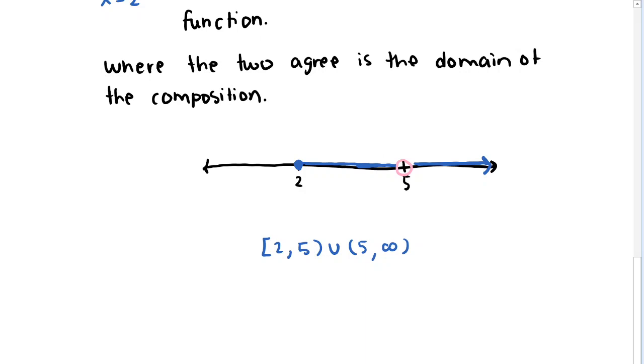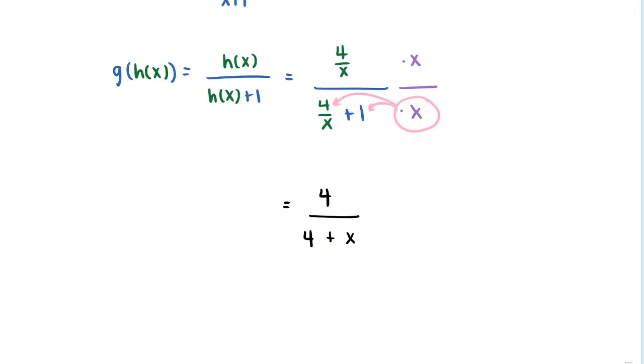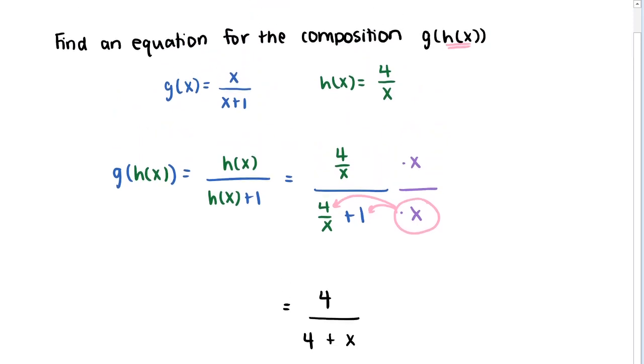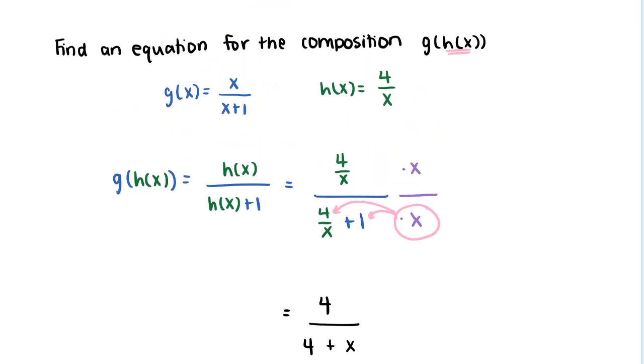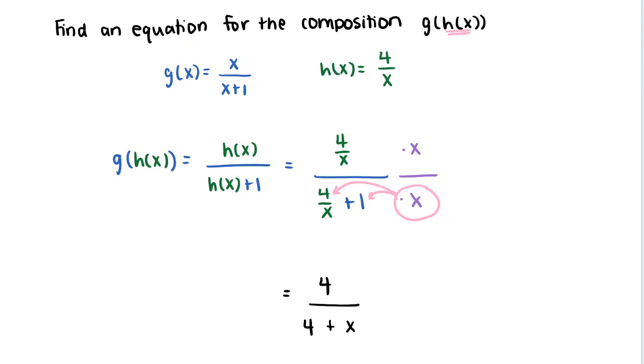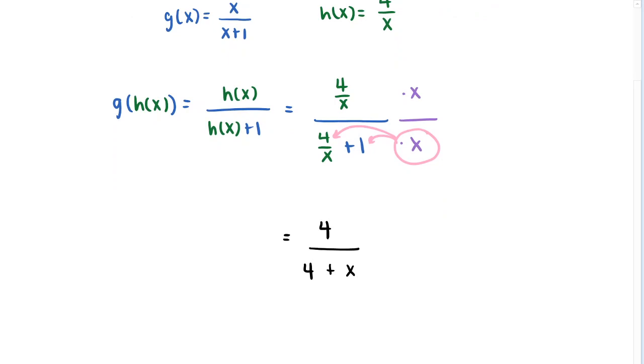So let's go ahead and try and find the domain of our first example, our first composition earlier. So here's a result, 4 over 4 plus x, and those are our two functions, g of x and h of x. So try and find the domain of this composition of two functions. To find the domain, we ought to identify the domain of our resulting composition, 4 over 4 plus x, and we also ought to find the domain of our inner function, and we got to look at where the two agree.